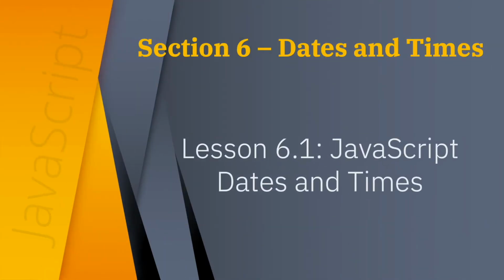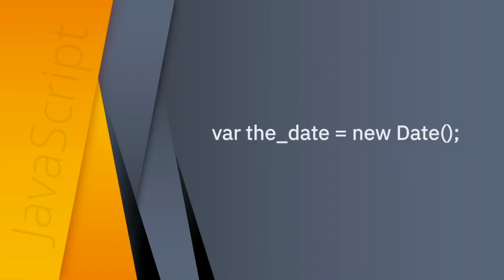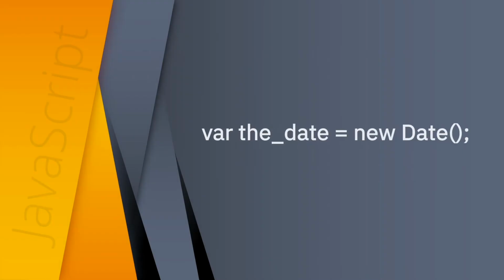Section 6, Dates and Times. Lesson 6.1, JavaScript Dates and Times. The first thing you need to do to create a new date object is write var theDate equals new Date. Note the use of the keyword new. After a space, you type the word Date, capital D, and this is followed by a pair of round brackets. This is enough to create a new date object, which we've assigned to a variable called theDate.